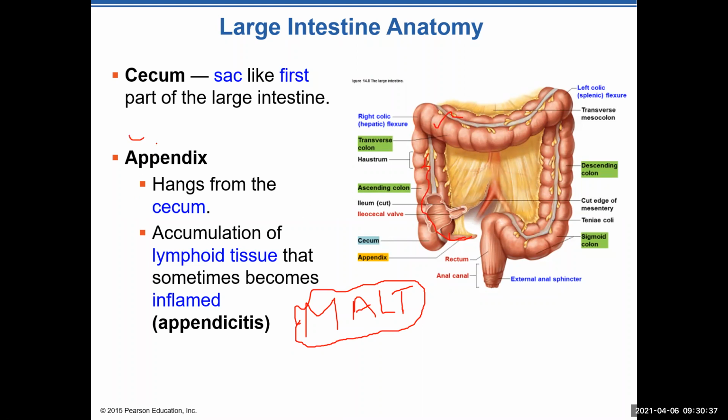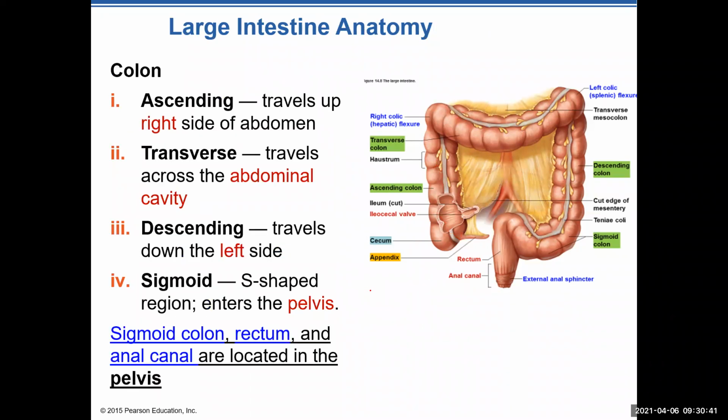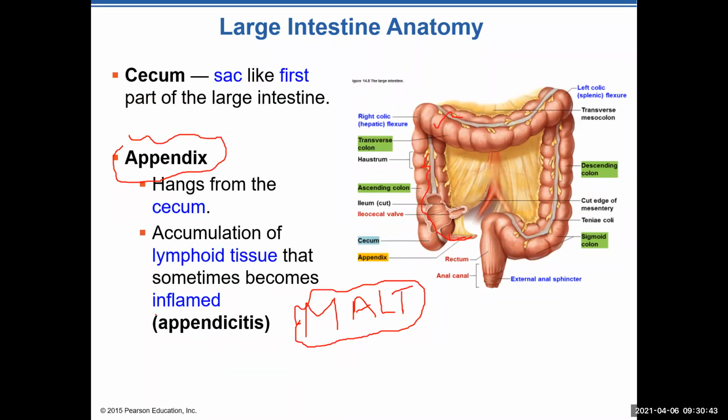So I guess the appendix plays a very, very important role now, right? And we also spoke about appendicitis. Sometimes it gets inflamed, so at that time there's no other choice. We have to remove the appendix at that time, right?